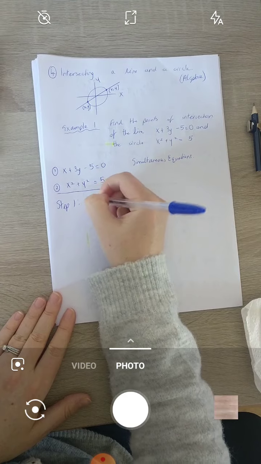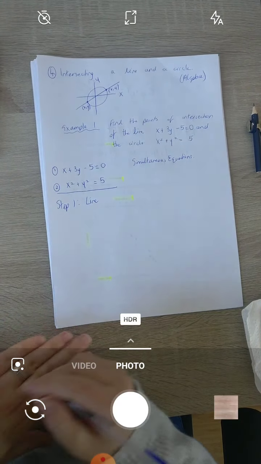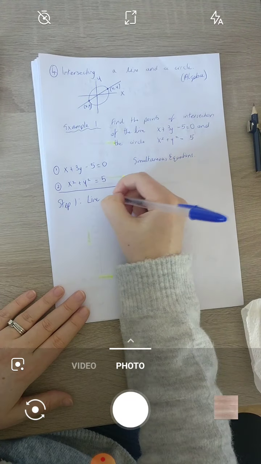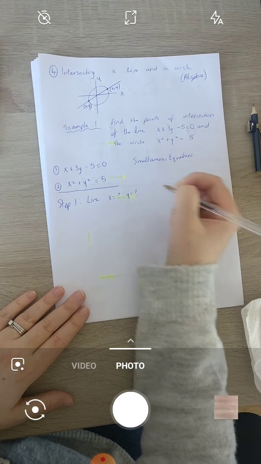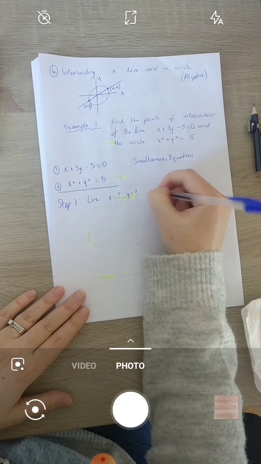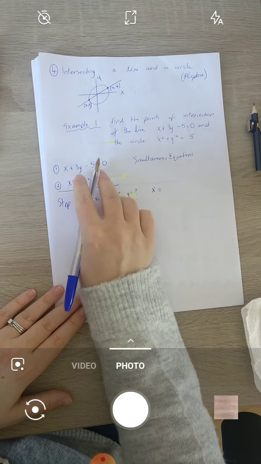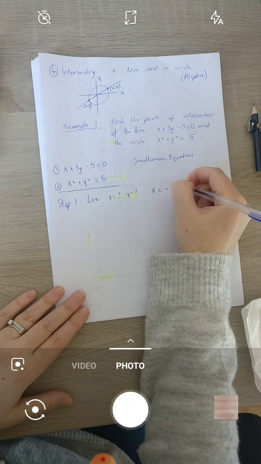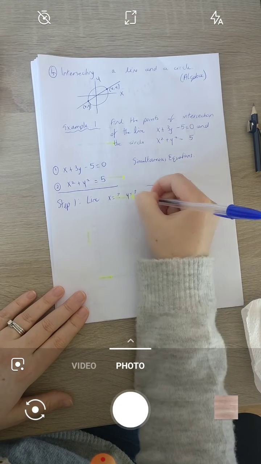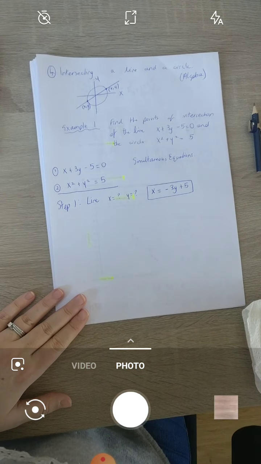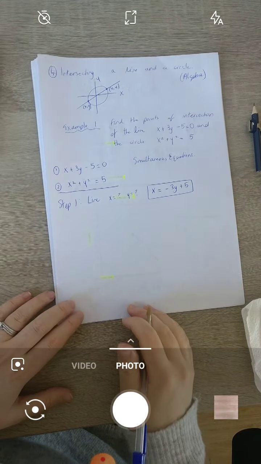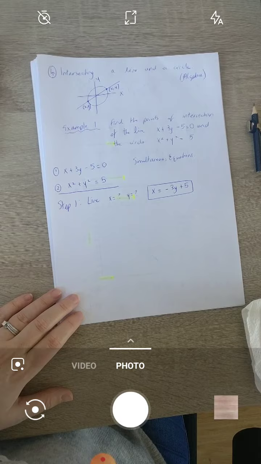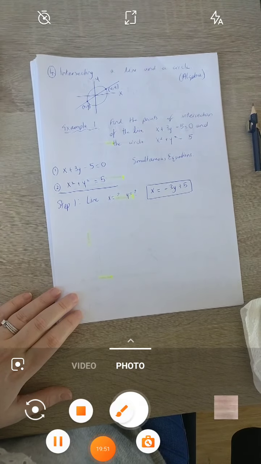So step 1, okay, we have our line and we're going to let either x equal everything or y equal everything. Now in this case, it's easier to leave the x on its own on the left and move everything over to the right. So we end up with x equals minus 3y plus 5. So we haven't changed anything here. We've just rewritten the line, okay, so that it has either x or y on its own on the left.